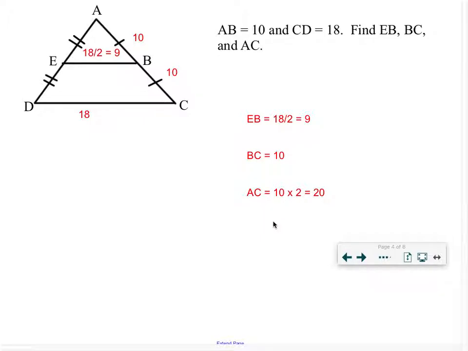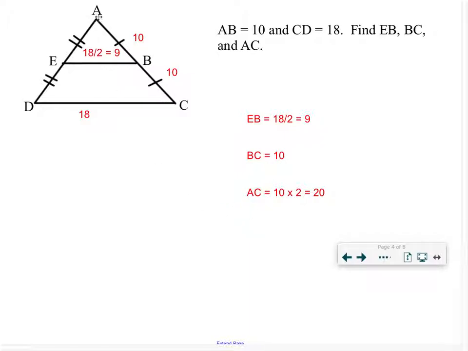Okay, the answers are here. So I found out AB was 10, and since AB and BC are marked congruent, that means BC must be 10 because that's the way the pictures were marked. They said DC was 18, that was in the given, or CD was 18. EB is the mid-segment, so it is half the length of the third side, the side that it's not touching. So EB must be 9.